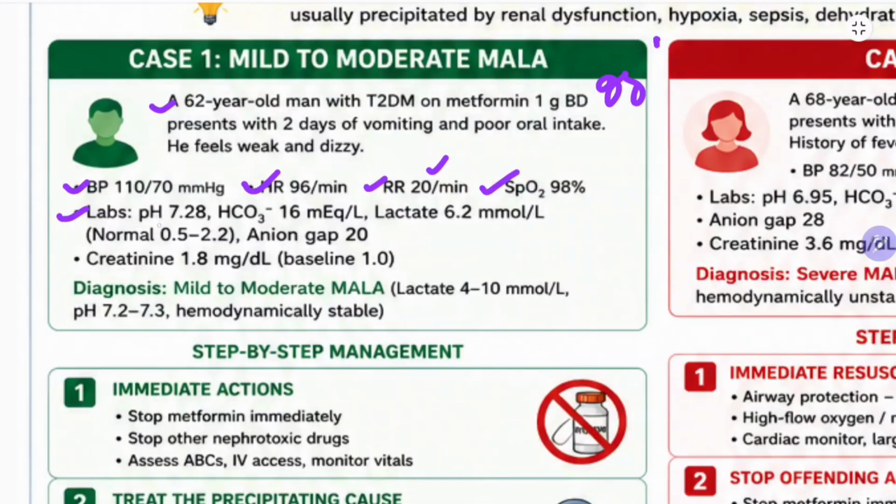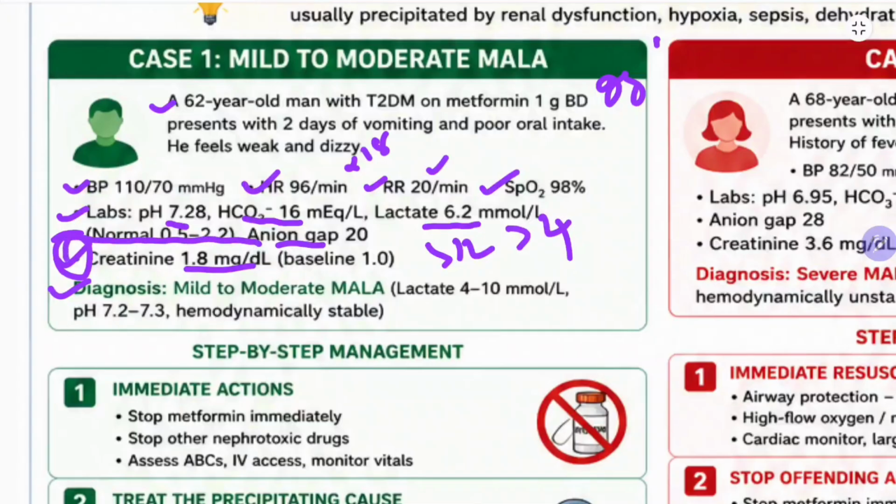Labs include pH 7.2, so acidosis is there because it is less than 7.3. Bicarbonate is also decreased, 16, less than 18. Lactate is 6.2, so elevated, more than 4, but not severe. And anion gap is 20, more than 12, so increased anion gap. And see, this point will help you. Creatinine is 1.8 milligram per deciliter, baseline is 1. So diagnosis is mild to moderate MALA. There is no obvious trigger here. The main thing giving the clue here is the creatinine level.